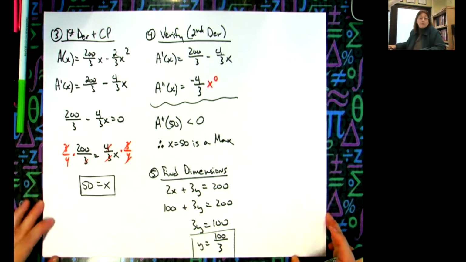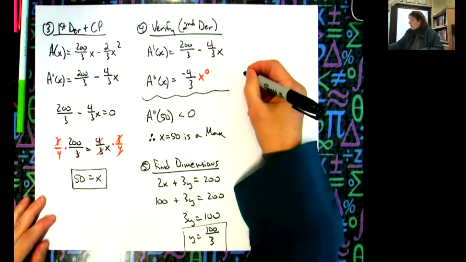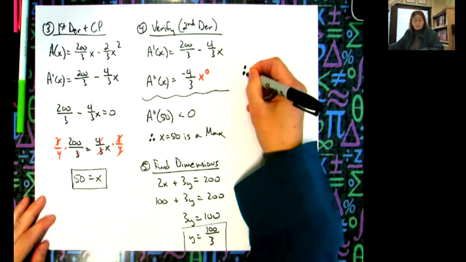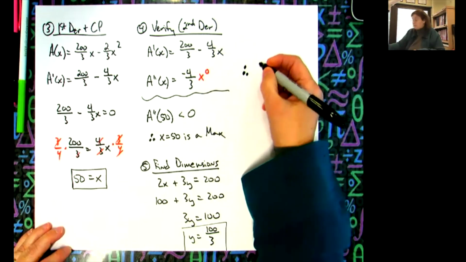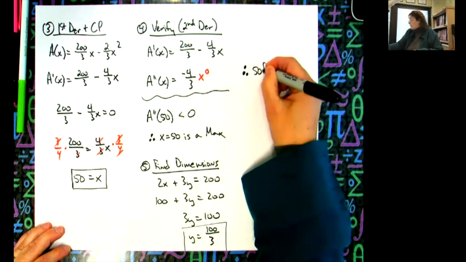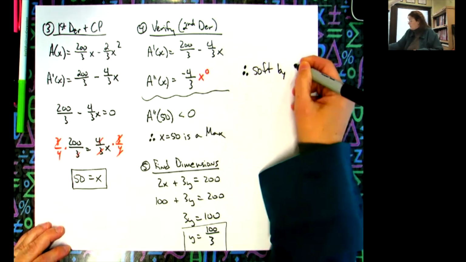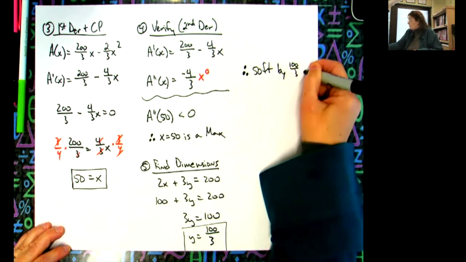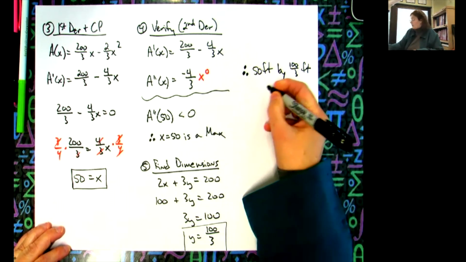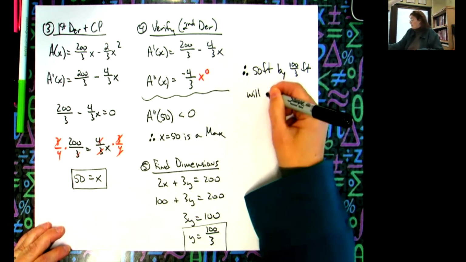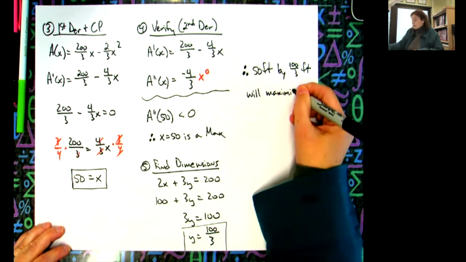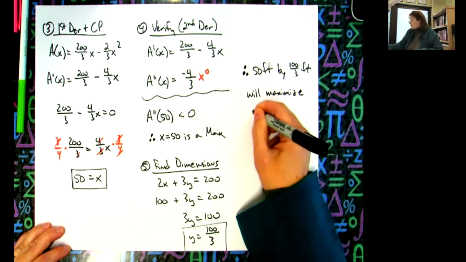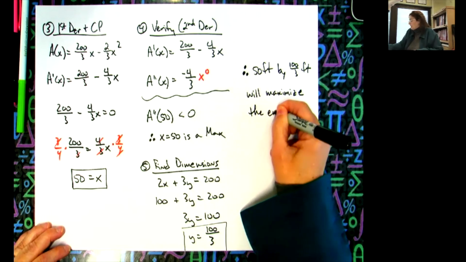All right, once you get to that point, then you're writing that therefore statement. So therefore, let's see, what was the original problem in? It was in feet because it was 200 feet. So 50 feet by 100 over 3 feet will maximize the enclosed area. It's the easiest way to put that.